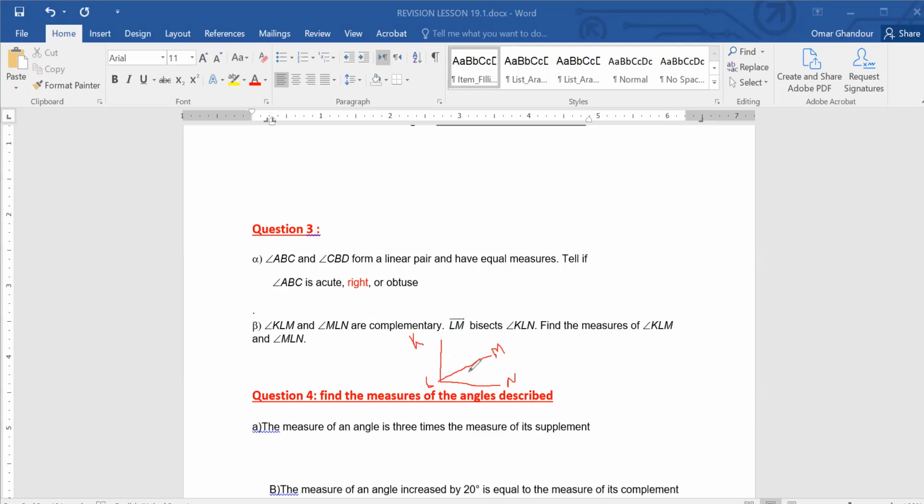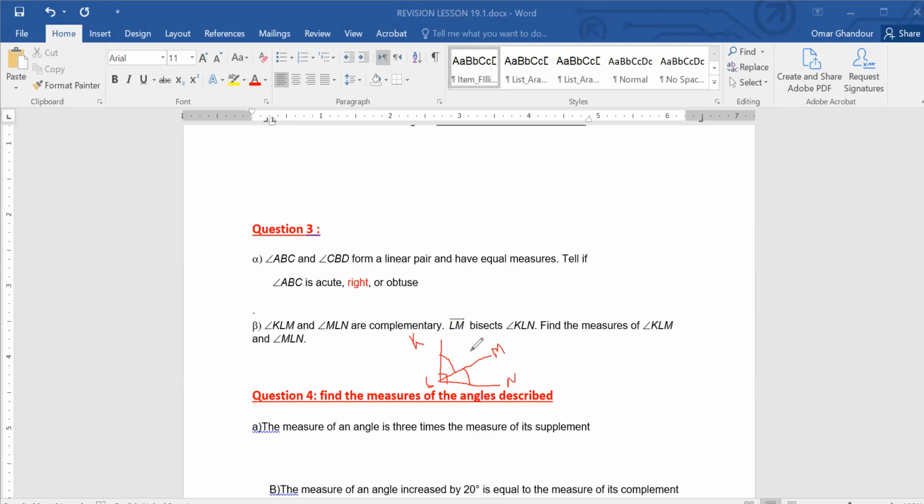Angle KLM and angle MLN are complementary, and this is 90 degrees. LM bisects angle KLN. Girls, bisect means what? Bisect means divide into exactly two equal parts. Do not forget this. The word bisect is not just that it cuts. No, bisect means divide into exactly two equal parts. It means that this part is going to be equal to this part.